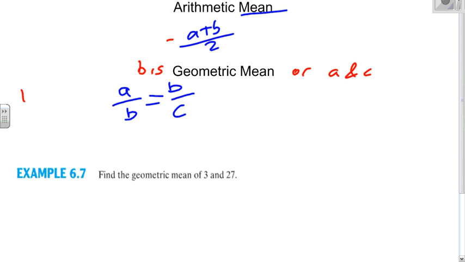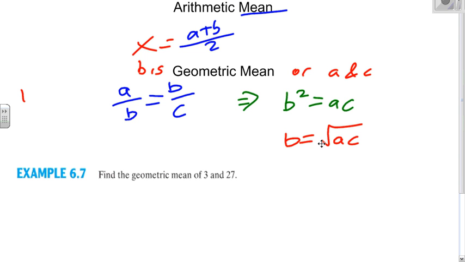Here we would say that whatever we set this equal to, x is the arithmetic mean of a and b. But when you solve this, we get b times b equals a times c. B squared equals a times c. And going one step further, b is the square root of a times c. So for the arithmetic mean, you add the two numbers, divide by 2. For geometric mean, you multiply the two numbers and take the square root.